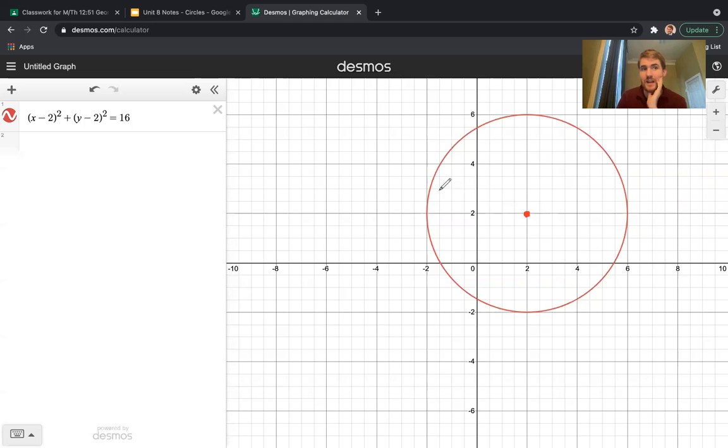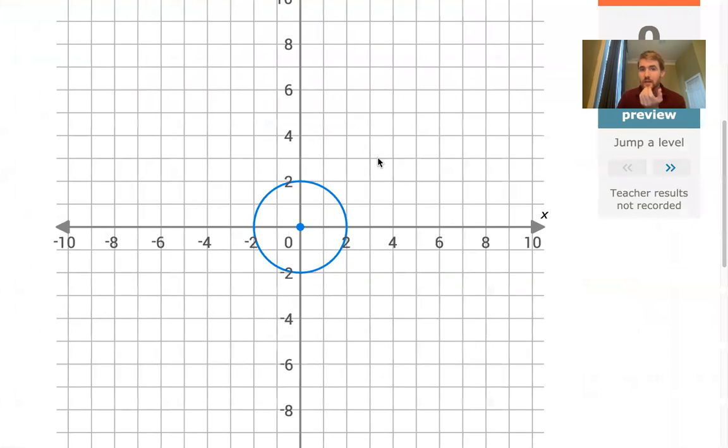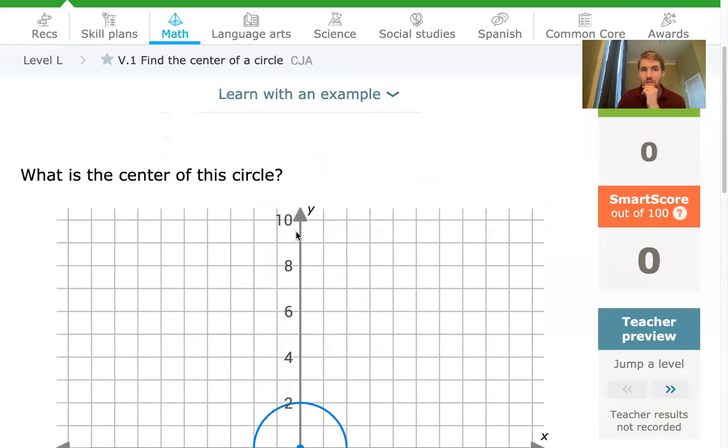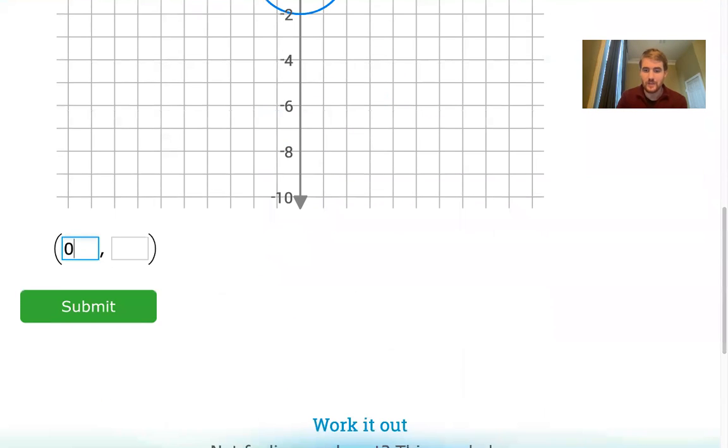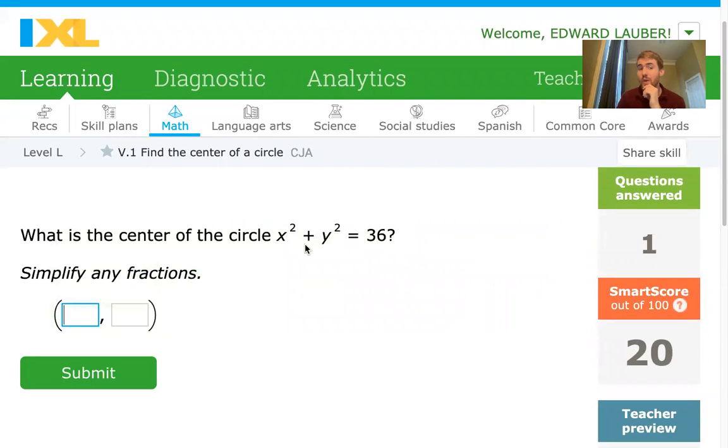So in your IXL assignment today, you're going to be finding the center of different circles. And we'll go through and do a couple examples right now. Some of them are very easy. You can just look at the graph. What's the center of this circle? 0, 0, right? Just type that in.